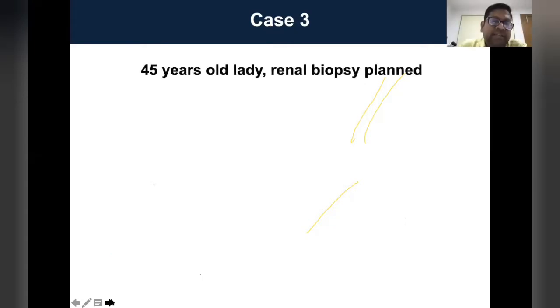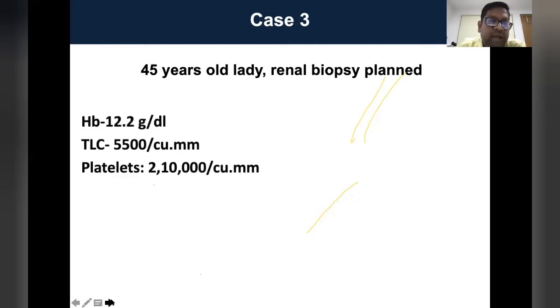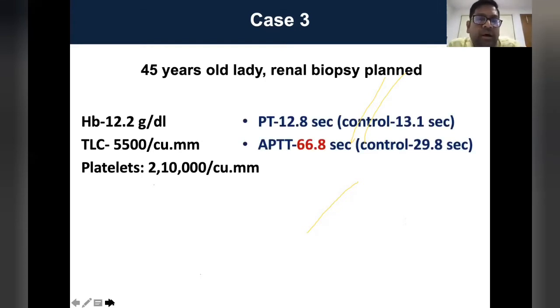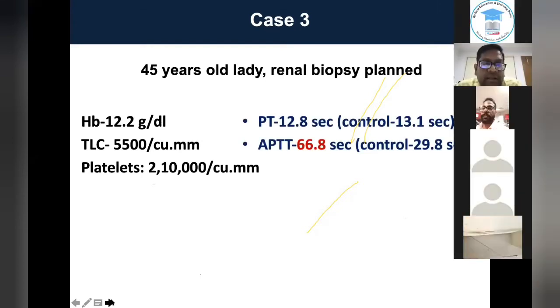So coming to the next case, a 45-year-old lady. Renal biopsy was planned. Hemoglobin was 12.2 gram per deciliter. Total leukocyte count was 5,500. Platelets are 2,10,000. A PT and APTT have been done. APTT seems to be prolonged, that is 66.8 seconds.